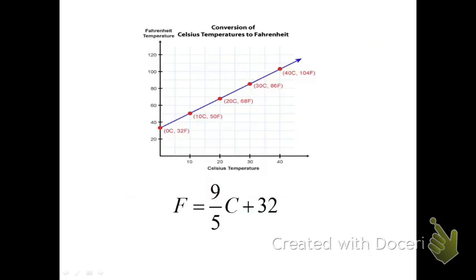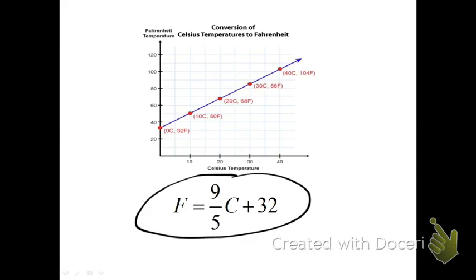Here's another basic linear model. It's a simple converting of Celsius degrees to Fahrenheit. And again, you can see it's a nice straight line. We can use this to say, okay, at a certain degree Celsius, what is it in Fahrenheit? Modeling real world situations.